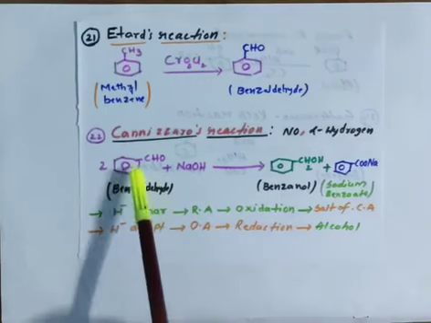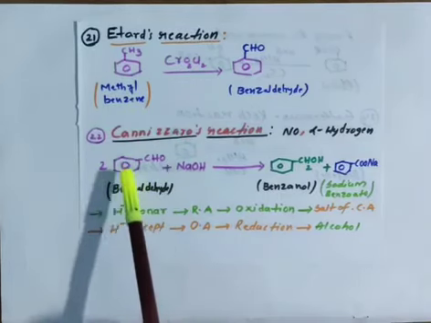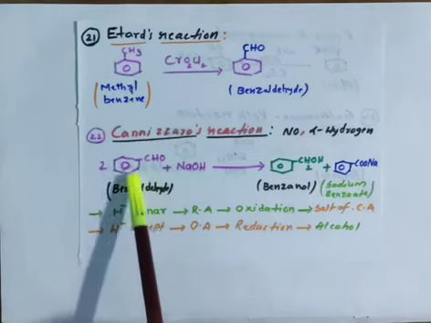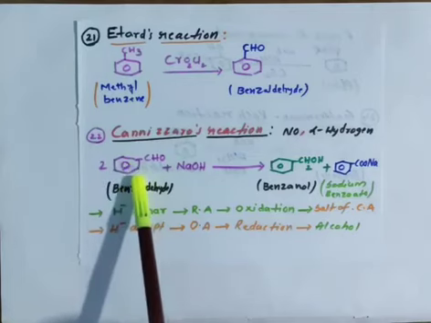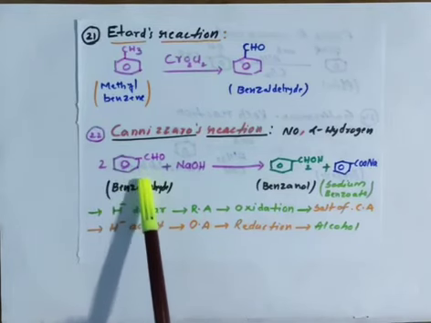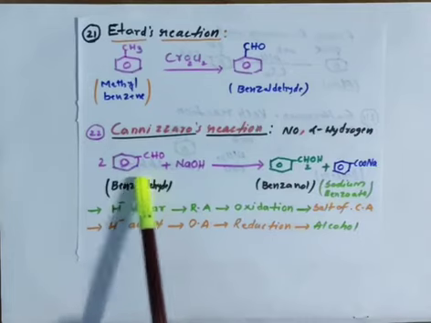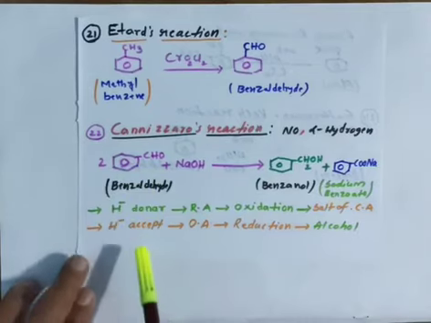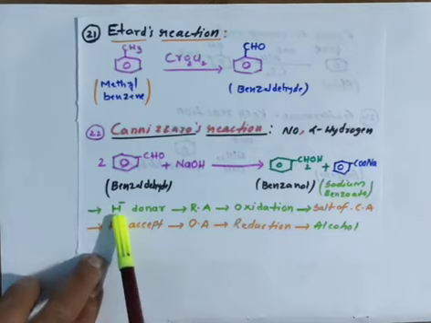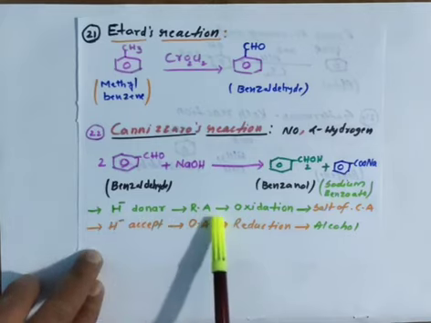Two molecules: one will donate H minus, one will accept H minus. Remember, we took two moles of benzaldehyde. One molecule will accept H minus, and one molecule will donate H minus. H minus means hydride. The molecule which donates H minus acts as a reducing agent.